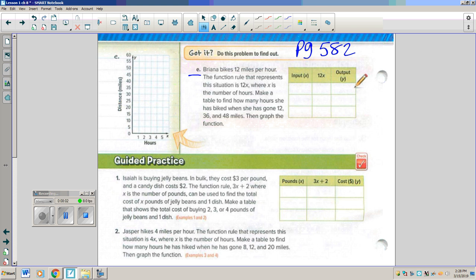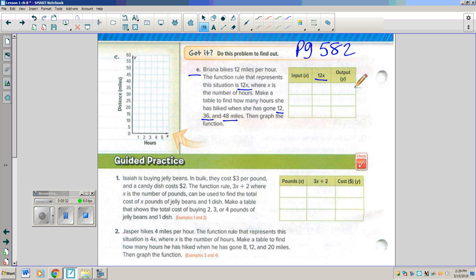Example E. Brianna bikes 12 miles per hour. The function rule that represents the situation is 12 times x, 12x, where x is the number of hours. Make a table to find out how many hours she has biked when she has gone 12, 36, and 48 miles.